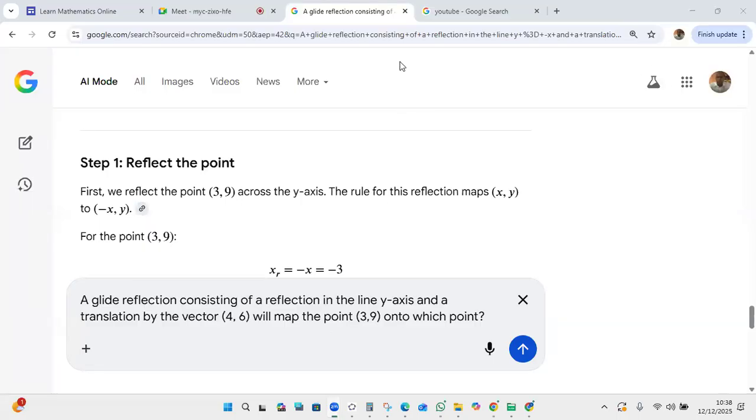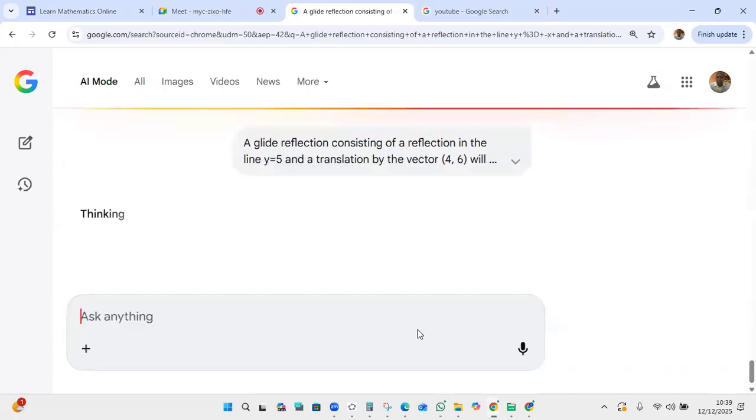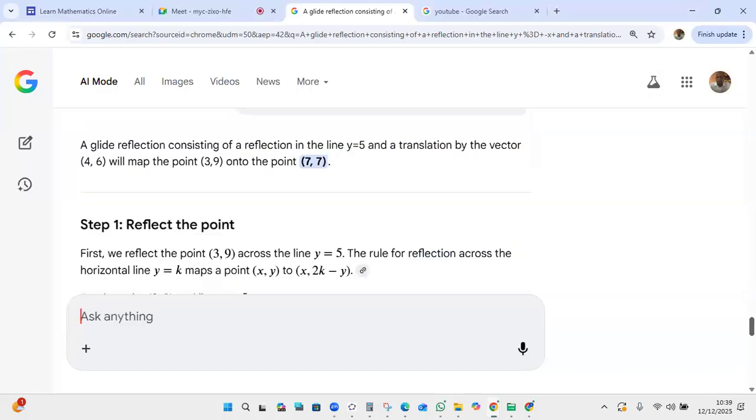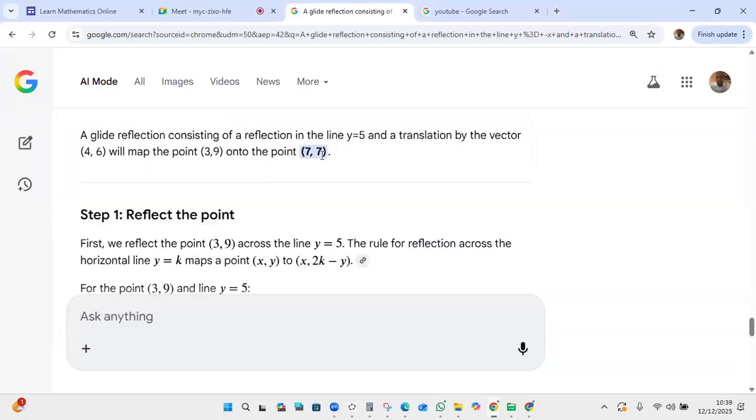Here we're going to try another presentation, but with y equal to a number other than 0. Remember, y equal to 0 is the x-axis. Let's say y is equal to 5. Okay? And let's keep everything else the same. So remember, y equal to 5 is a horizontal line, but it's above the x-axis. Okay? So let's see the reflection. The final answer is 7,7.